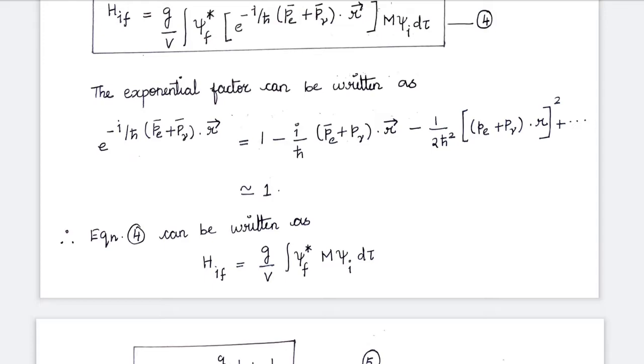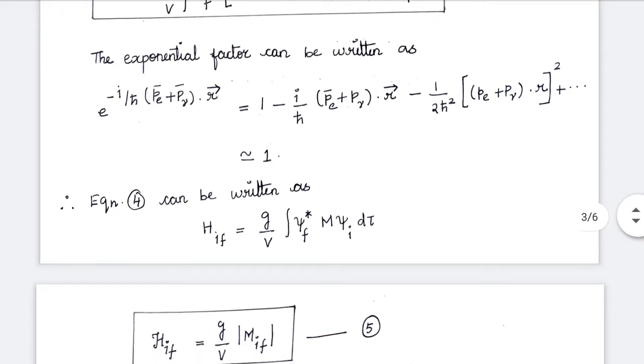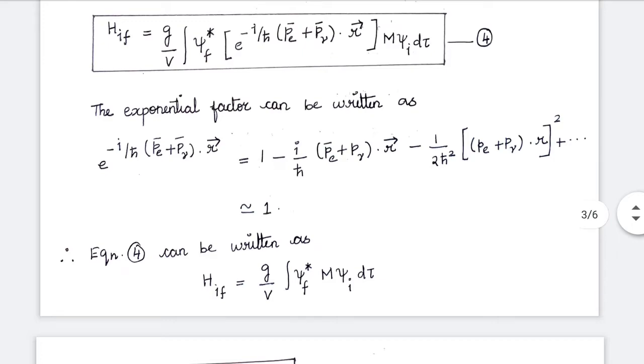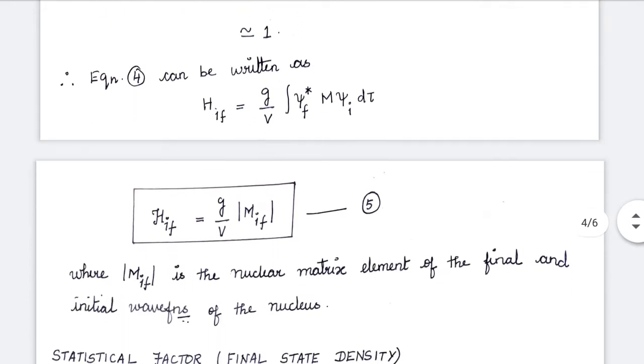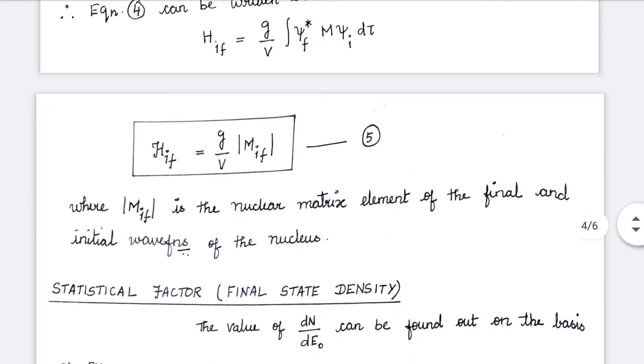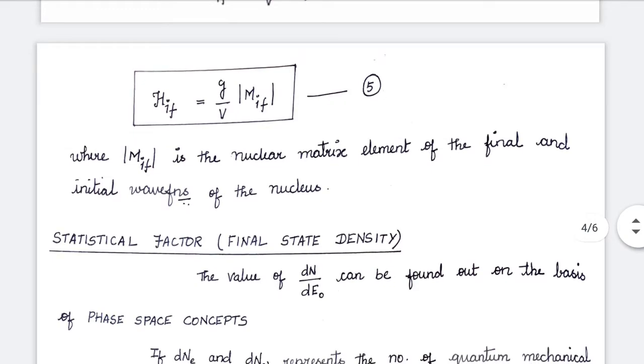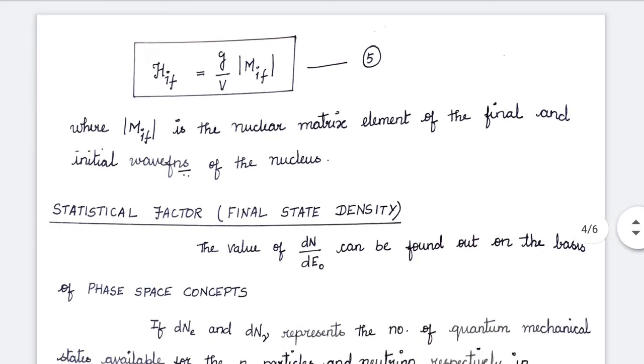Let us substitute the value of 1 in equation 4. When we substitute it, we get H_IF is equal to G by V into the integral of psi f star M psi I d tau. So this is the nuclear matrix element. Here M_IF represents the nuclear matrix element of the final and the initial wave functions of the nucleus.